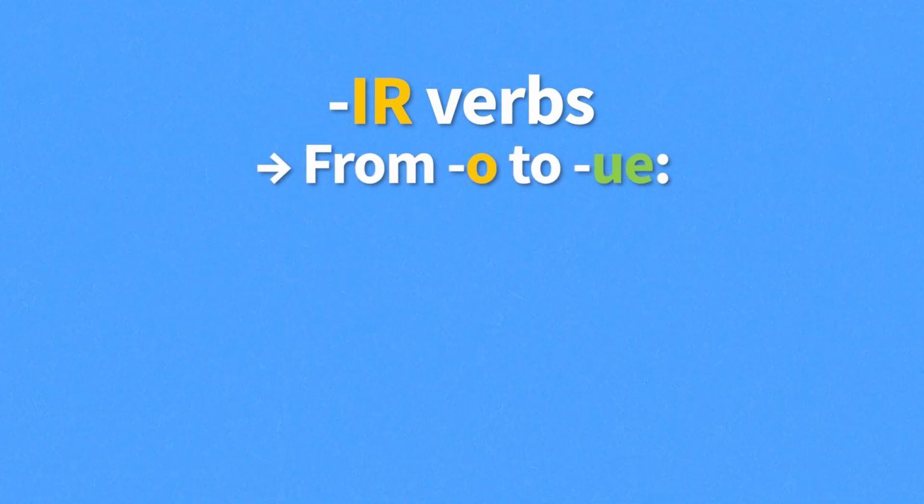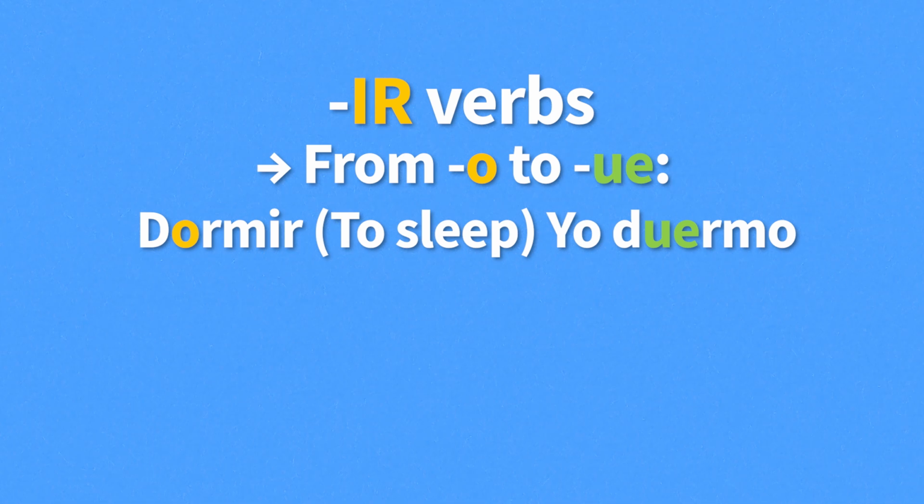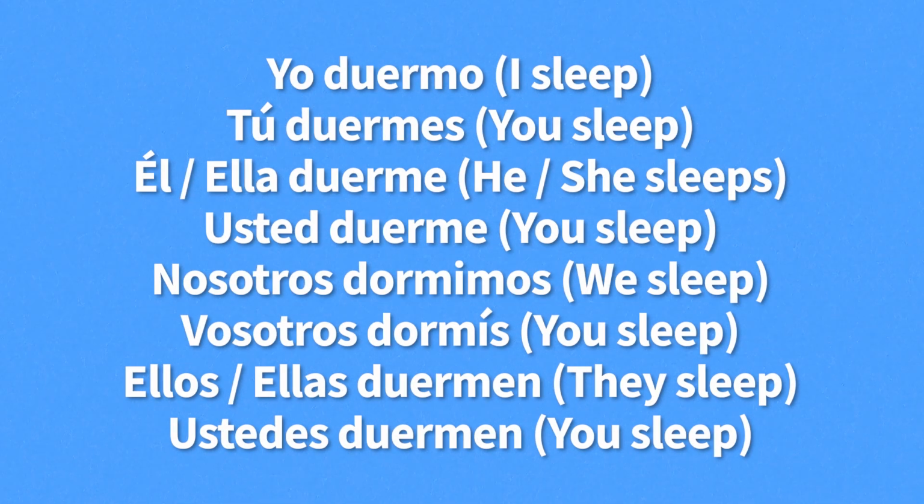Next, we have a stem change from O to UE. Here we have the verb dormir, to sleep, which becomes yo duermo, I sleep. Let's check out the whole conjugation.